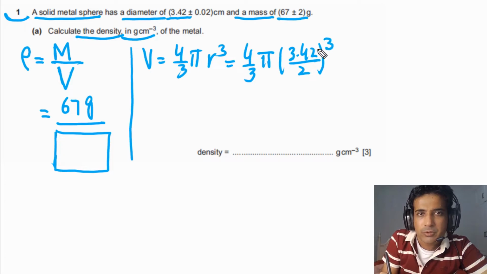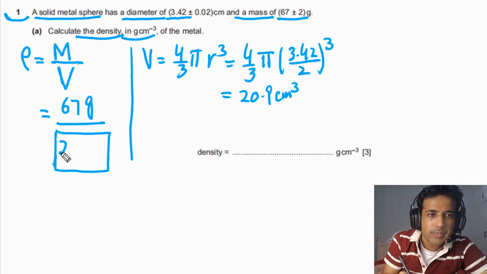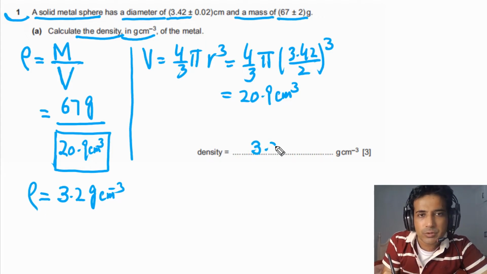Now we need to take cube of this. If we take cube of this and we solve for volume, our answer will be 20.9 centimeter cube. So this is volume of sphere. Now simply we can plug in this value here. So this is 20.9 centimeter cube, and we can solve for density. Our value of density will be equal to 3.2 grams per centimeter cube. So this is the value of density. So this is our final answer, and this is how you can calculate density.